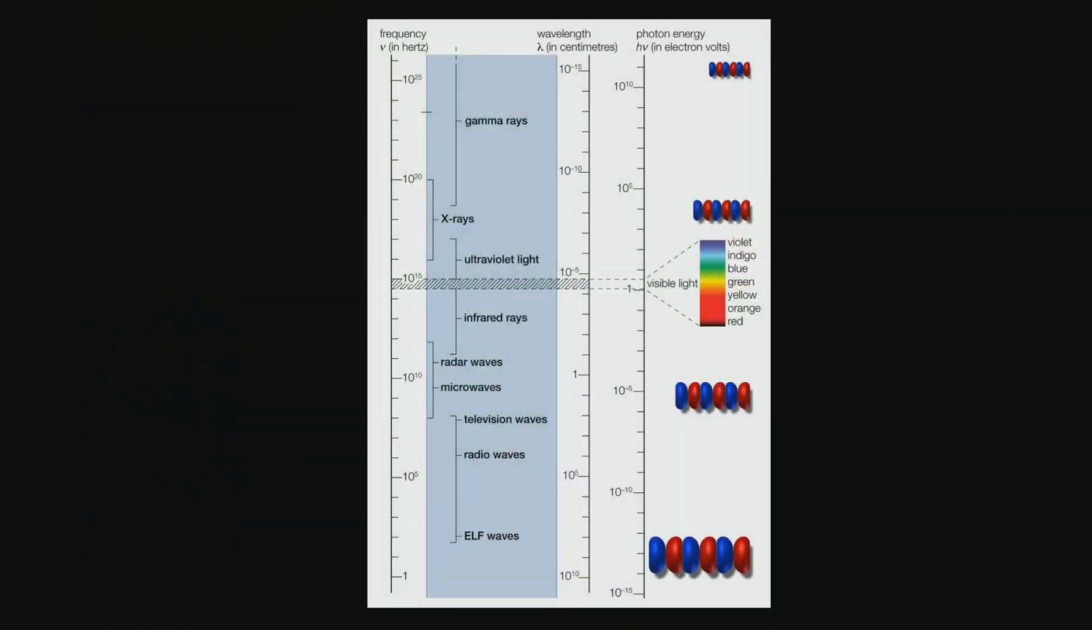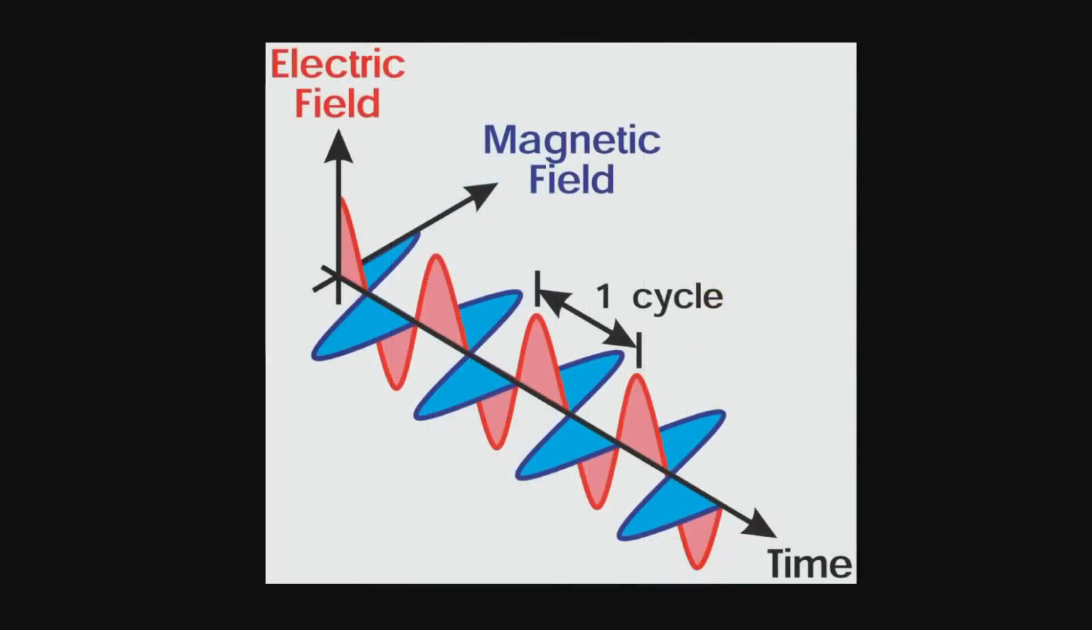This chart shows the frequency, wavelength, and energy levels of electromagnetic radiation. This is yet another clue. This is a diagram of the electric field and the magnetic field of all electromagnetic radiation. One more clue for us to use.